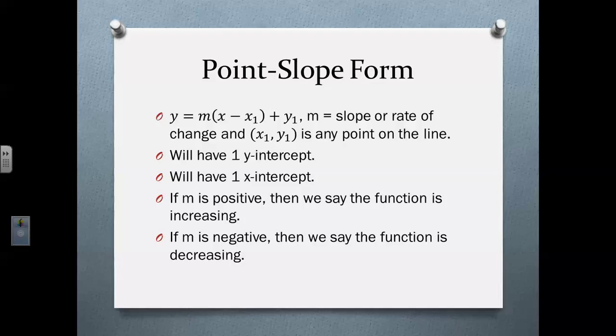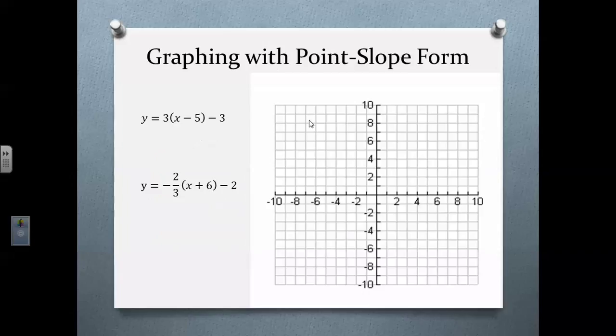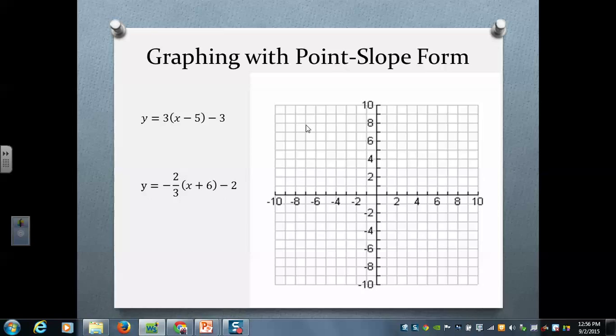So, we said m is that slope or rate of change. x1, y1 is any point on the line. Now, something in point slope form will have one y-intercept and one x-intercept. If m is positive, the function is increasing, so it should be going uphill from left to right. If our m, or slope, is negative, we say the function is decreasing, and it should be going downhill from left to right. So now let's look at what we have.